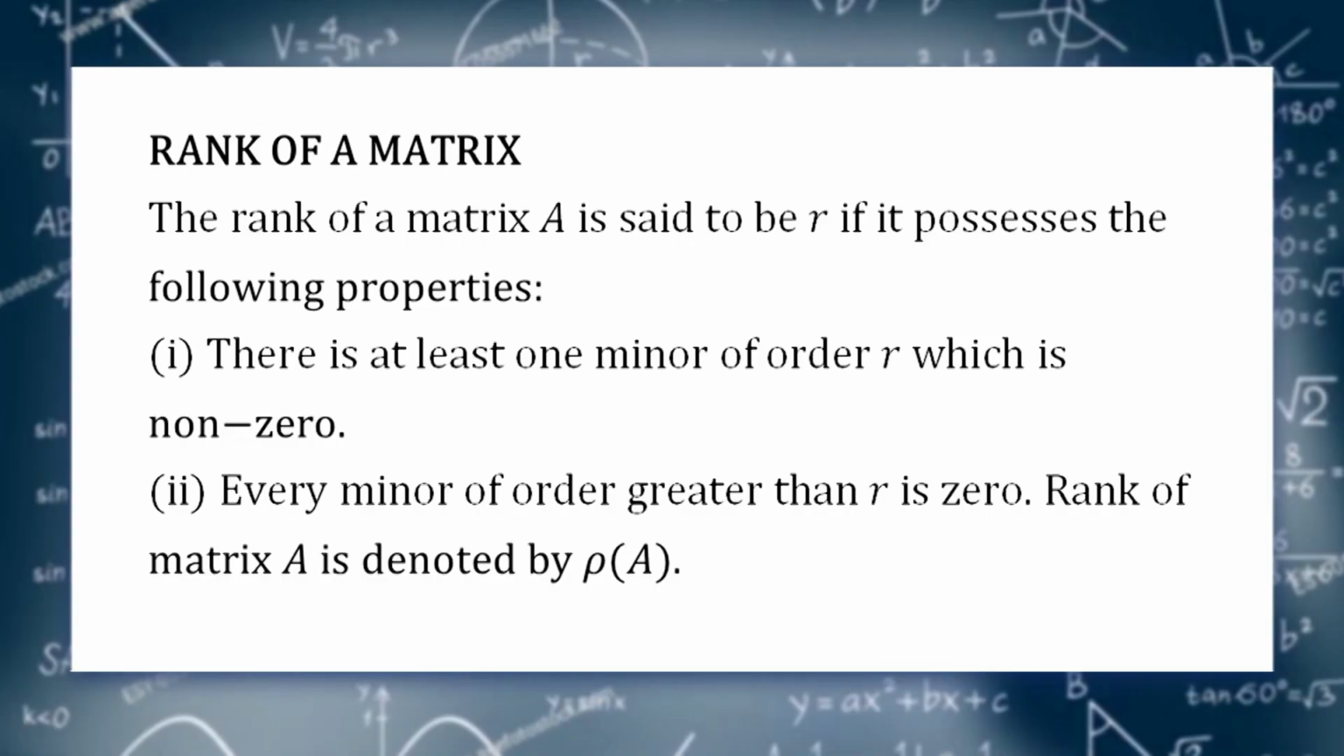The rank of a matrix A is said to be r if it possesses the following properties. The very first property is there is at least one minor of order r which is non-zero. Here minor represents a submatrix or a part of the matrix in a square form. Every minor of order greater than r is 0. Rank of a matrix is generally denoted by the letter rho of A. This represents the rank of matrix A.